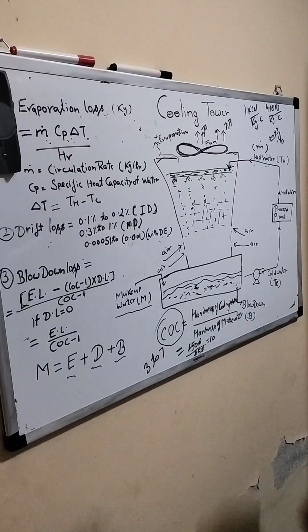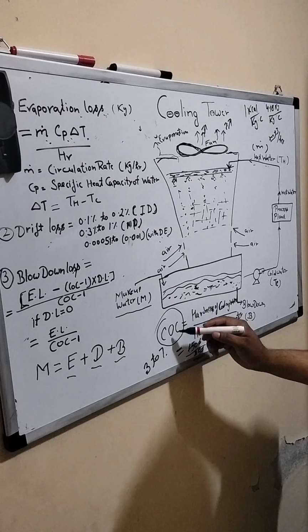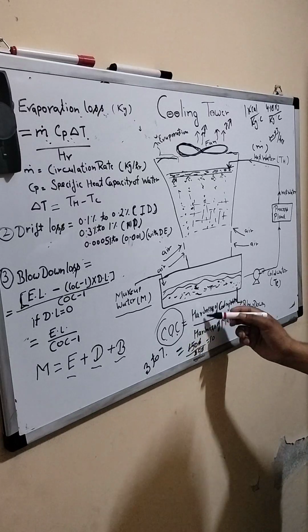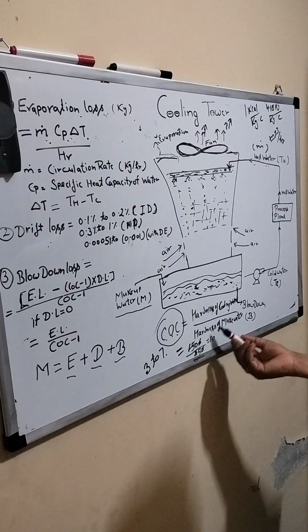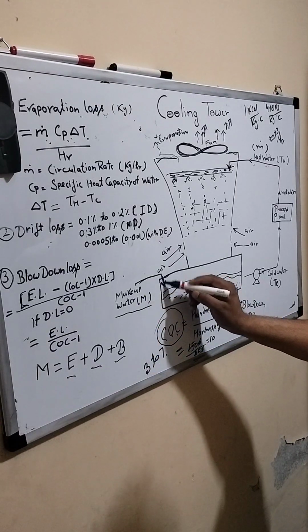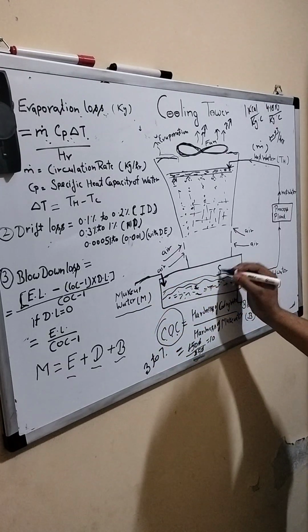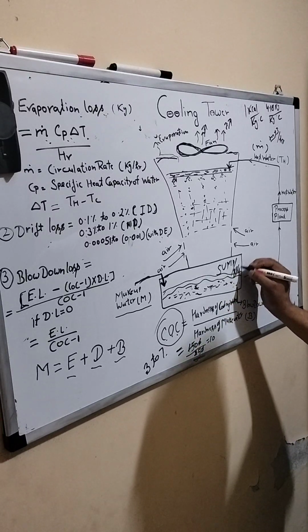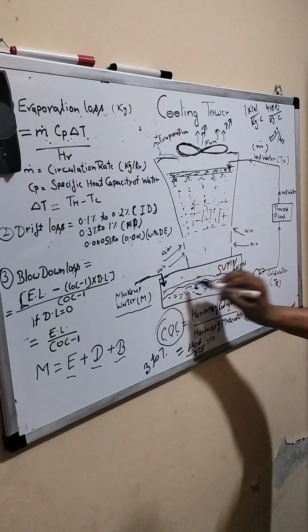The COC value lies between 3 to 7 in the chemical process industry and in power plants also. COC is the cycle of concentration. It is the hardness, or in terms of solids, of cooling water divided by the solids of makeup water which you feed to the sump or basin of the cooling tower. The basin is the sump in which the cold water is collected.